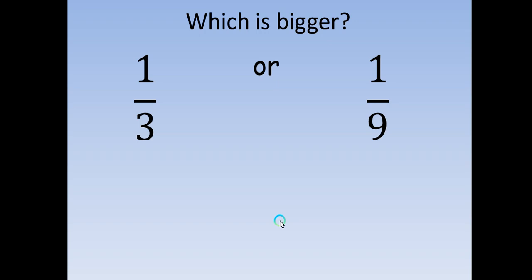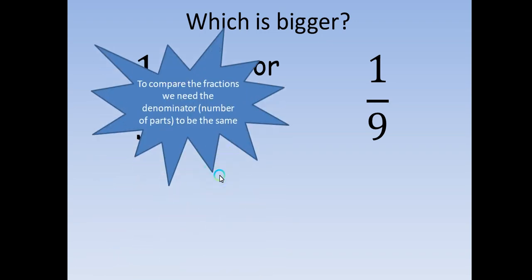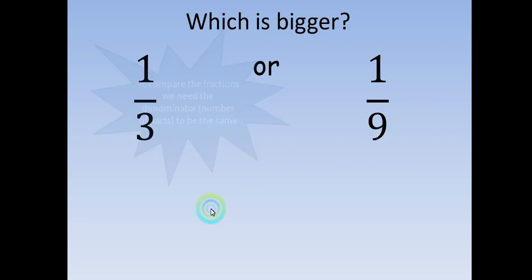So let's go to another example. Which one is bigger? Is it 1 over 3 or 1 over 9? Now to compare the fractions, we need the denominator to be the same. The number down, we need it to be the same. And we have 1 over 3, 1 over 9.